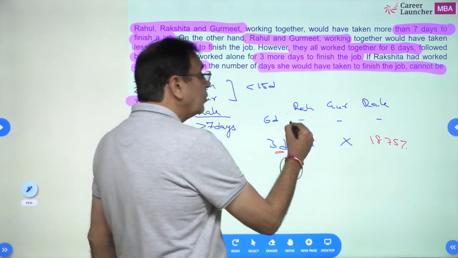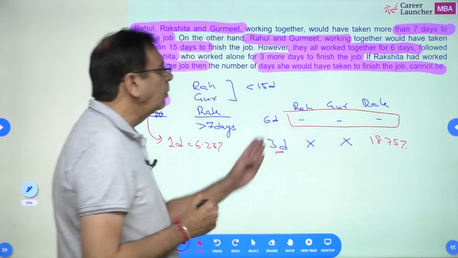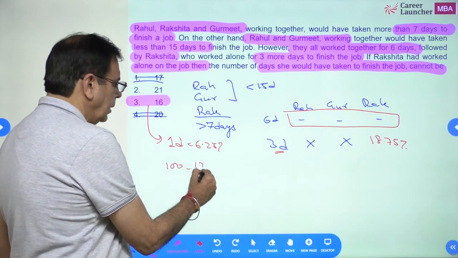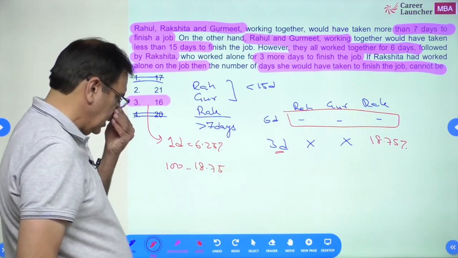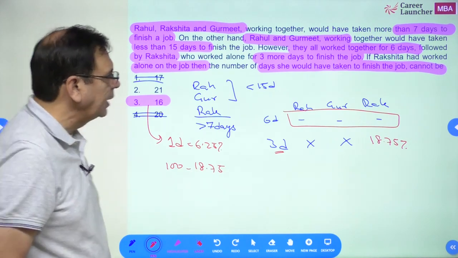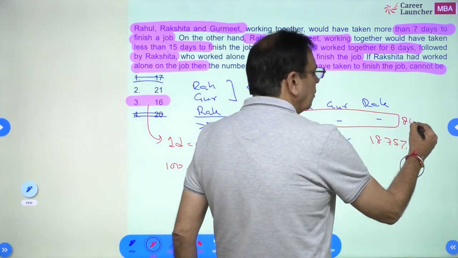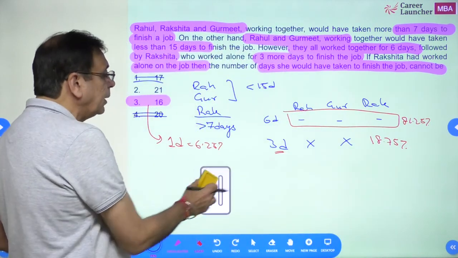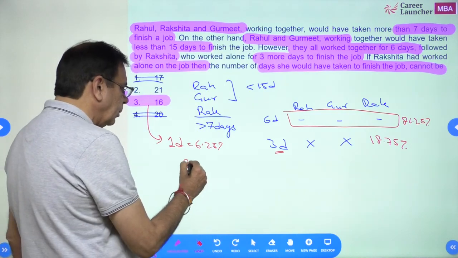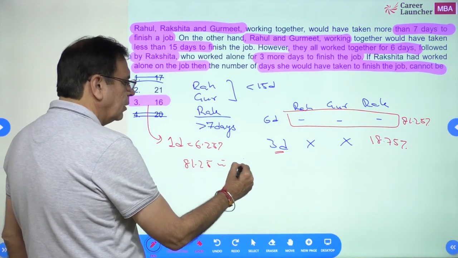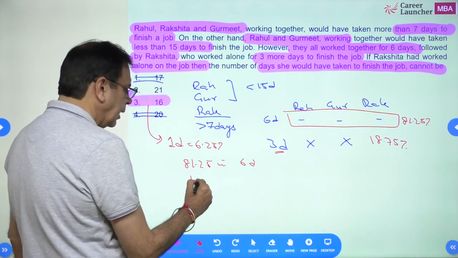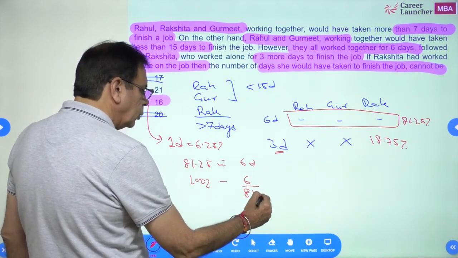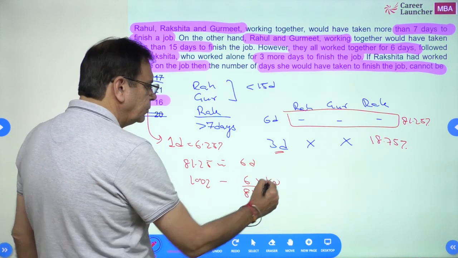That means in these 6 days, how much job do these 3 people do together? It will be 100 minus 18.75%. कितना हो गया? 100 minus 18 is 82, 81.25%. That means these 3 would have done 81.25% of the work in 6 days. So in how many days will they complete the work? They do 81.25% in 6 days. They will do 100% in how many days? 6 upon 81.25 into 100.